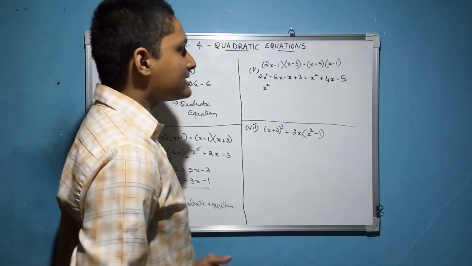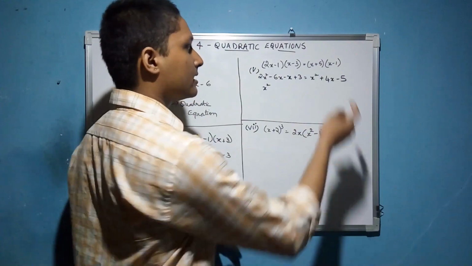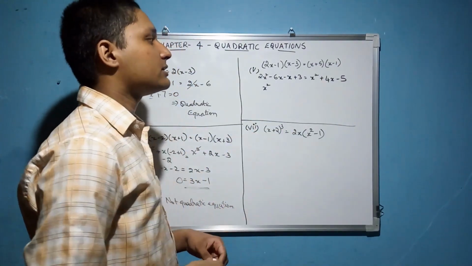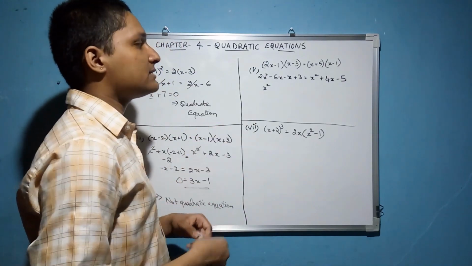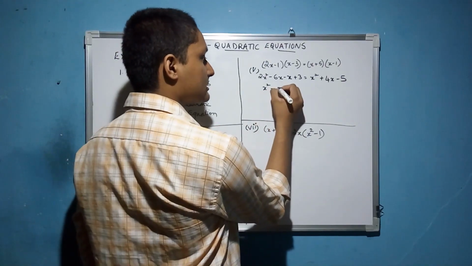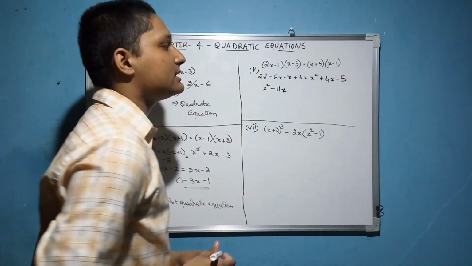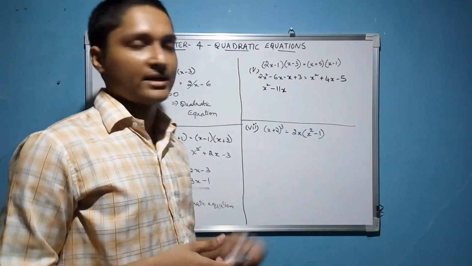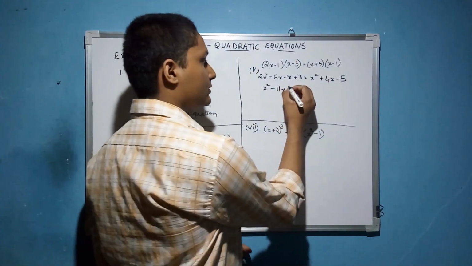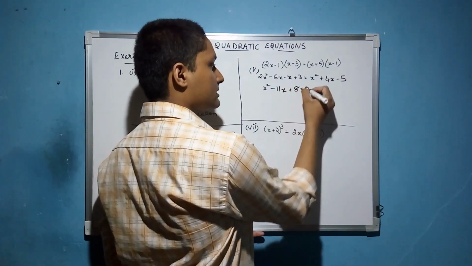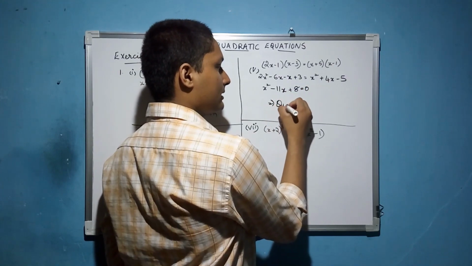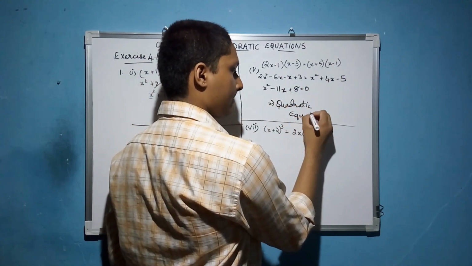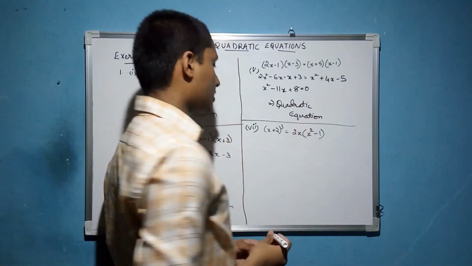Then you have minus 6x minus x is minus 7x. Minus 7x, bringing this side 4 more minuses, so it is going to be 7 plus 4, that is 11. So minus 11x. Then you have plus 3, and when you bring it to the left hand side, it's going to be plus 5. That minus 5 is going to be plus 5. Therefore it is going to be plus 8 is equal to 0. Therefore it is a quadratic equation. Okay, this much we got.